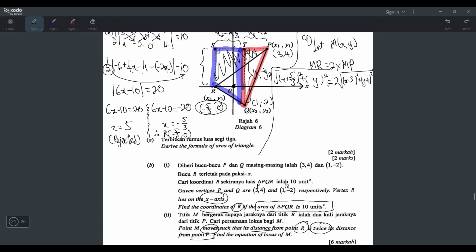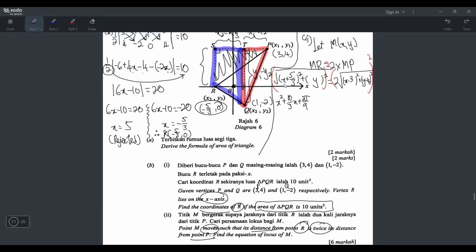Okay, now you will try to get rid of the square root. And how we do that, we have to square both sides. So I use red color, square both sides, like this. And the reason why we do it is because we want to get rid of the square root. Okay, so when we square both sides, what happens? The square root and square cancel. So you are left with x plus 5/3 squared, which is x square plus 10/3x plus 25/9.